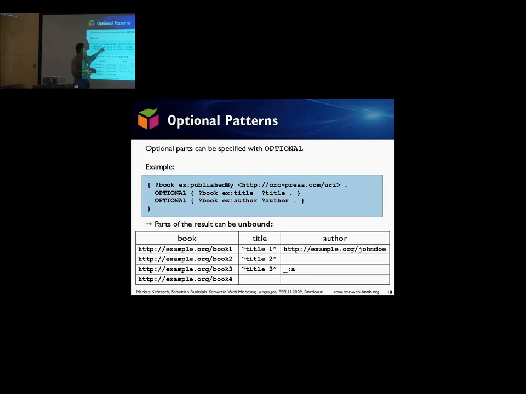I avoid that by putting the title in the optional pattern. So even if there is no information related to the title of the book present in the graph, it will still return all the information related to this particular book and publisher, if there is a particular publisher for that. So, for example, say there is a book 2 for which there is no author information available. It does not return back nothing. It returns back the other information which it can find, but this particular thing is left blank over here.